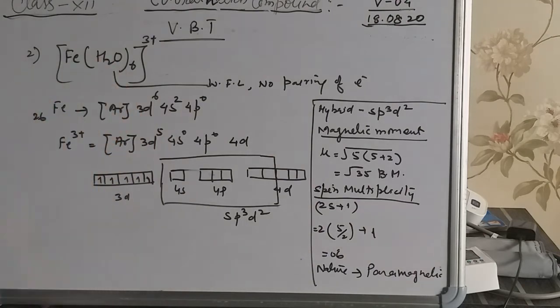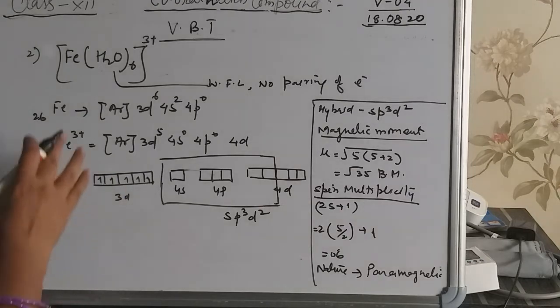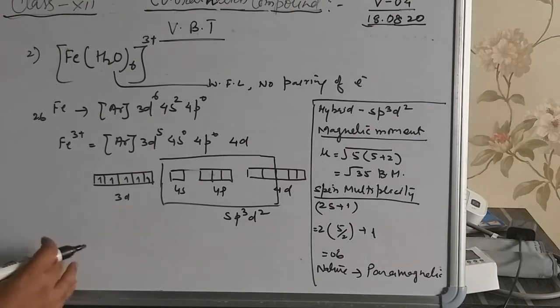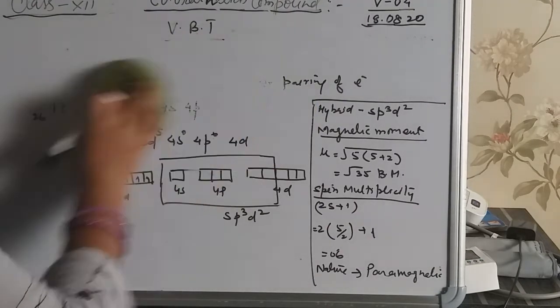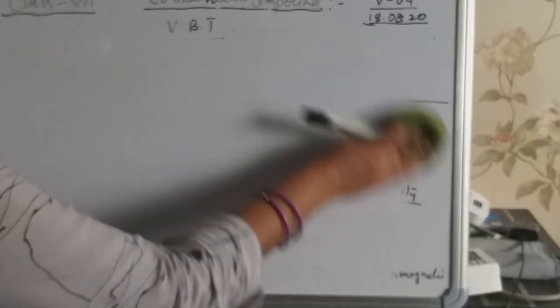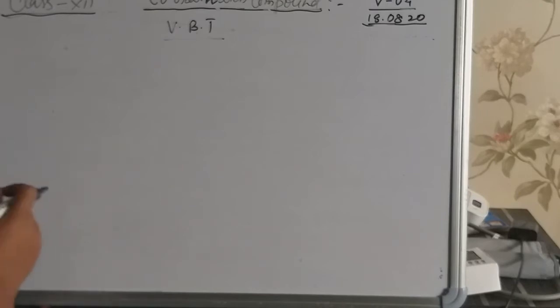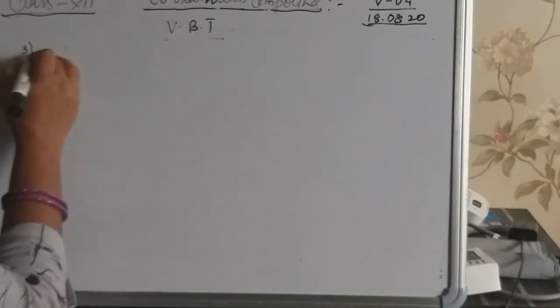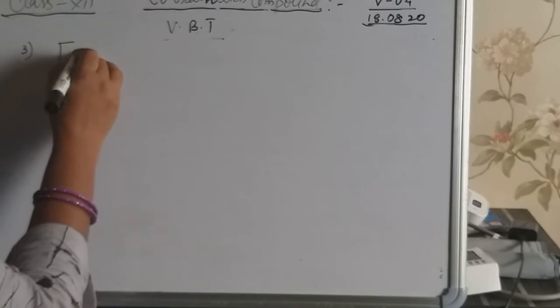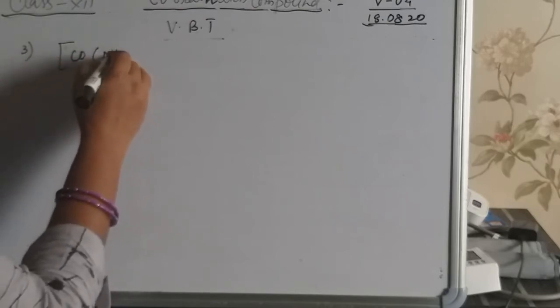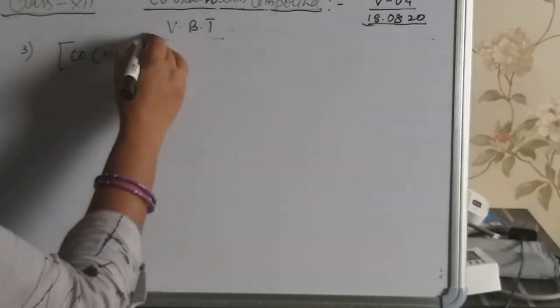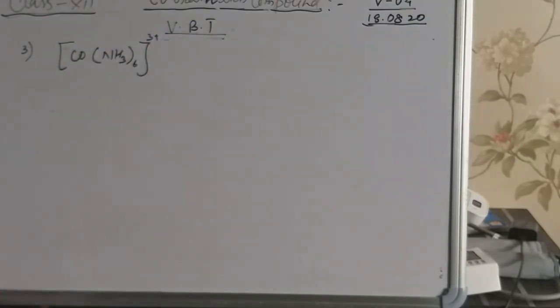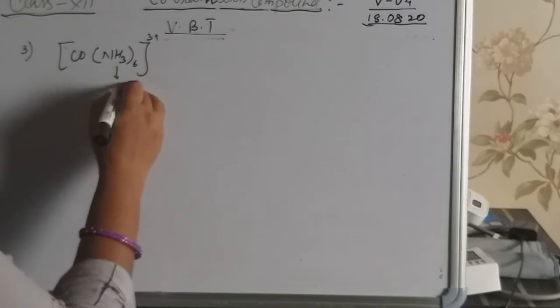On this basis, you can find out all the information about the complex. At first, find out whether the given ligand is strong or weak. On this basis, you can simply find out the nature of a particular complex compound. Suppose another example, number 3. We take [Co(NH3)6]3+. As we know, this is also a strong ligand.